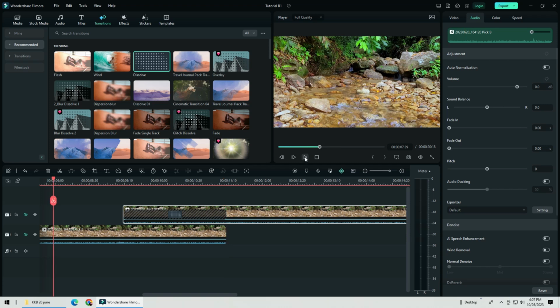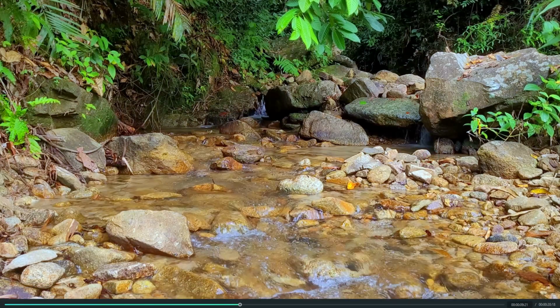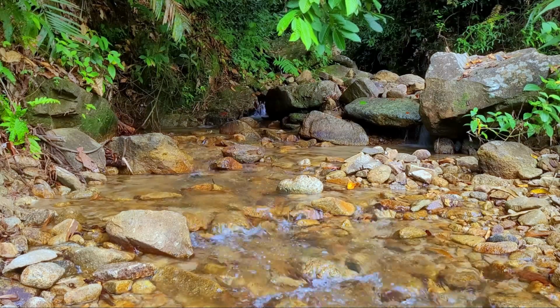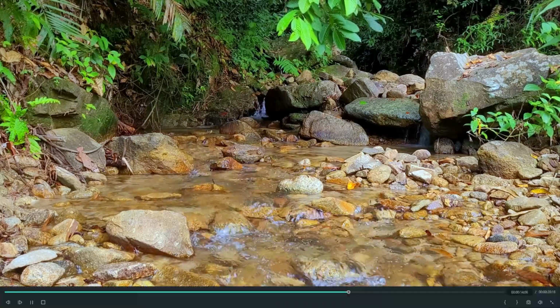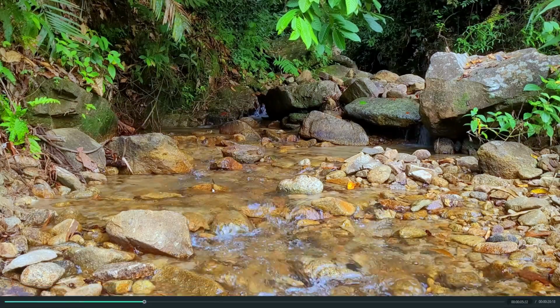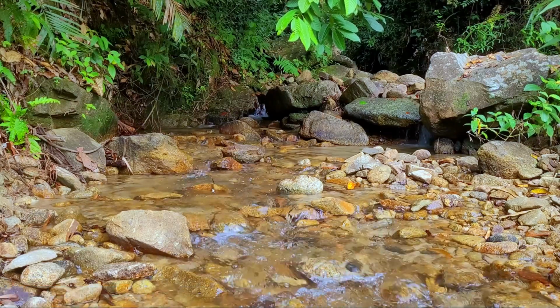Now let's look at the result of the moving water this time. Again, notice the transition is so much smoother now.